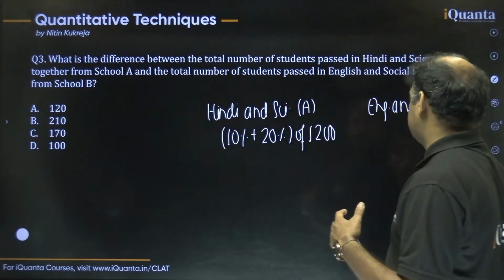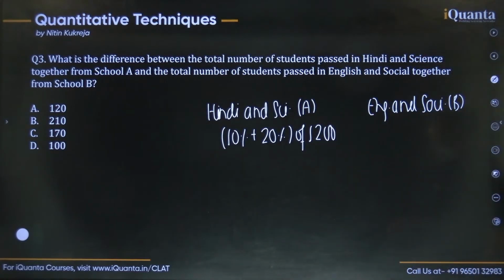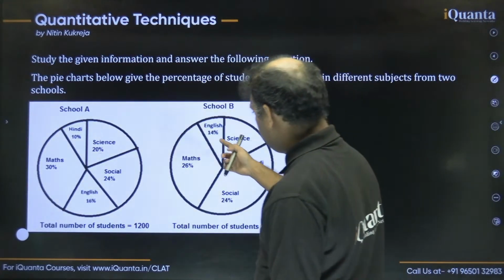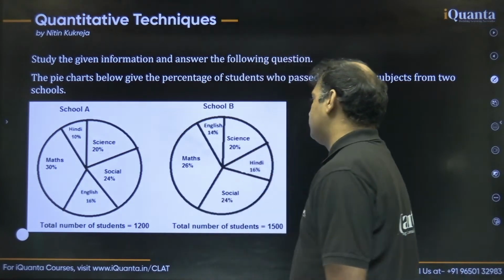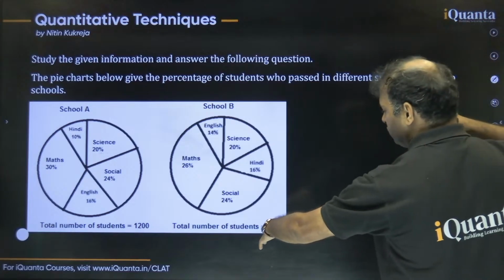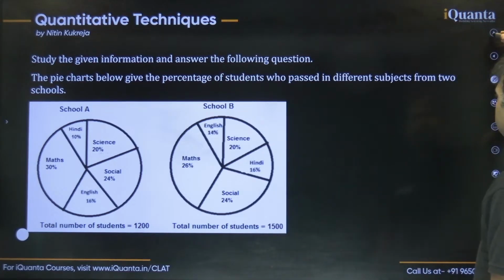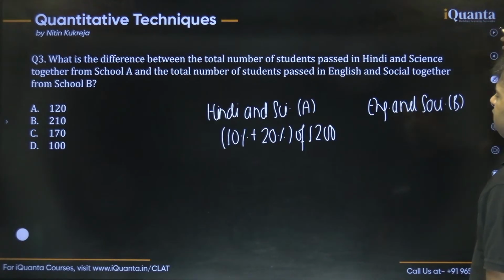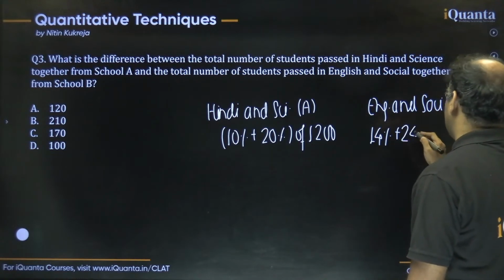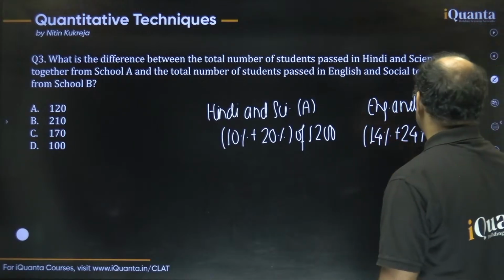Similarly, let's check out the second data, which is English and Social from school B, right? English is 14%, Social is 24%, right? So 14% plus 24%, and total students in school B are 1500, right? 14 plus 24 of 1500. Let's try this.